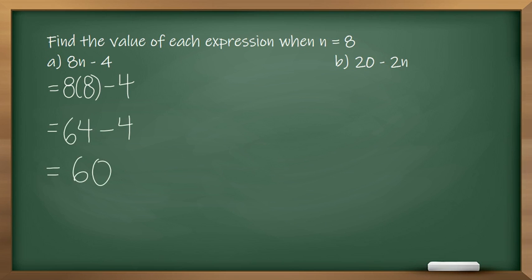Our next example is 20 minus 2n. So our n is over by the 2 this time. So we're going to put 8 there. Okay, and then we've got 20 minus 2 times 8. So once again, order of operations, I still need to multiply before I subtract. So I'm going to leave the 20 as it is, and I'm going to do the 2 times 8 first. So 2 times 8 equals 16. So I've got 20 minus 16. And then 20 take away 16 gives me 4.